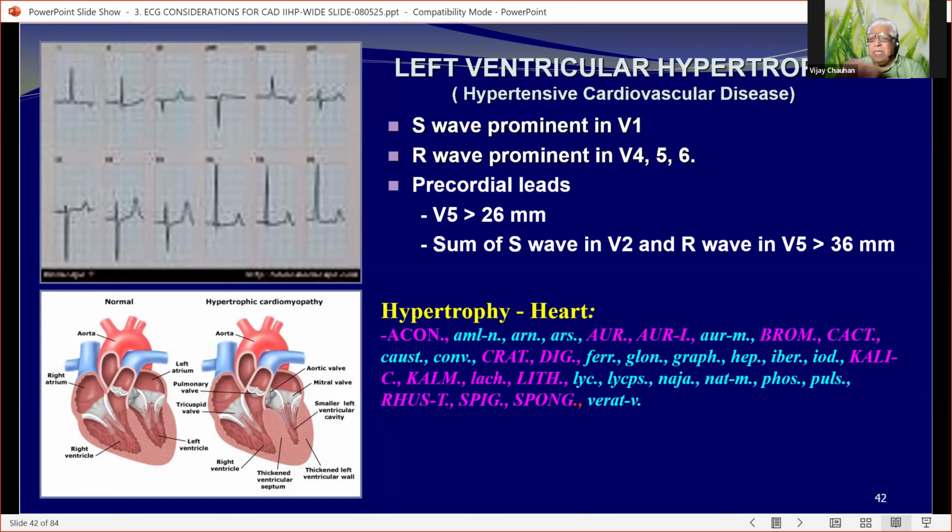But once there is established left ventricular hypertrophy, this is a late stage of diagnosis, and whenever hypertension occurs, the target organs start having some sort of damage. So the target organs are: number one is the heart itself, number two is the eye, number three is the kidney, and number four is the brain.